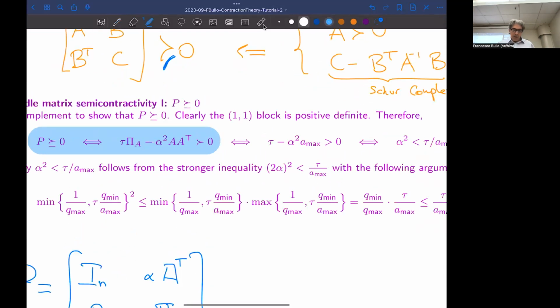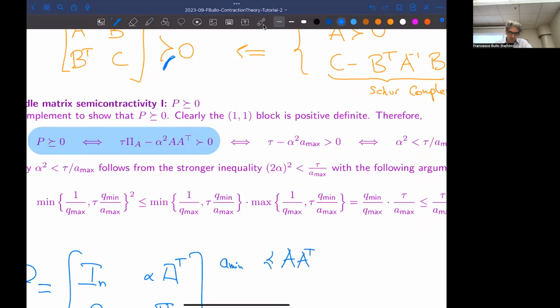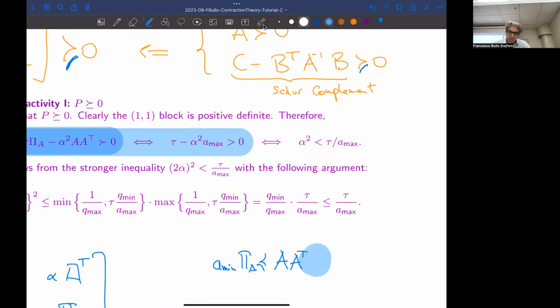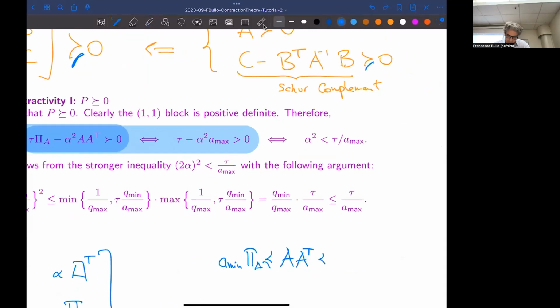Now, remember, what do you remember? You remember that A transpose, we had calculated it to be lower bounded by A min pi A. Sorry, let me make some space here. We had done that discussion earlier. So therefore, this particular LMI here is now equivalent to a scalar inequality. Because I have this parameter tau, we can set it to 1: 1 minus alpha squared, and this is lower bounded by A min and, sorry, upper bounded by A max.